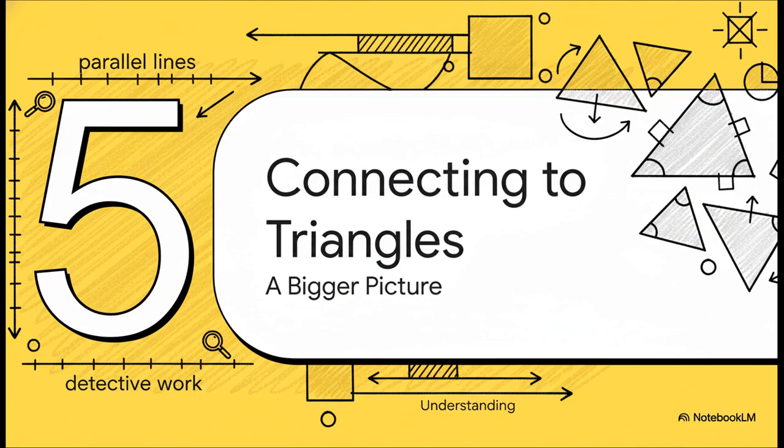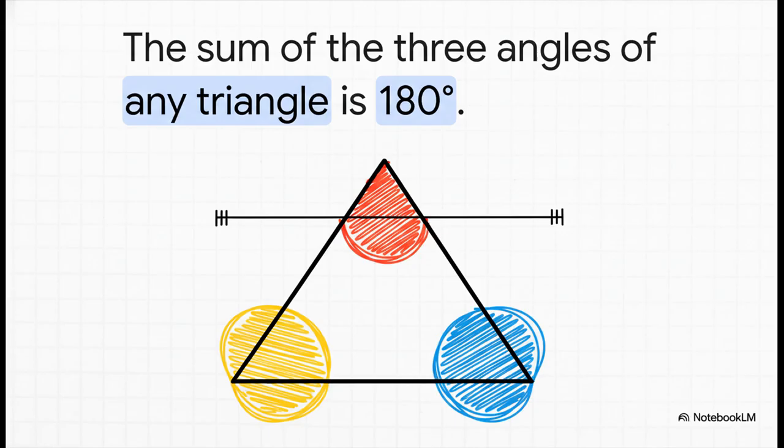So you might be wondering, what's the point of all this? Well, our detective work on parallel lines actually lets us prove other really important truths in geometry. Let's see how this all connects to one of the most famous shapes out there, the triangle. Here it is, one of the most famous rules in all of math. The three angles inside any triangle always add up to 180 degrees. And guess how you can prove that's true? By drawing a clever parallel line and using what we just learned about alternate interior angles.